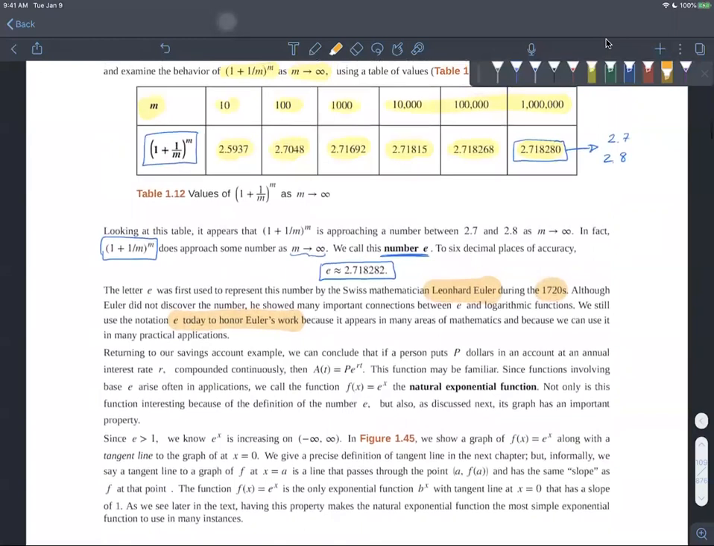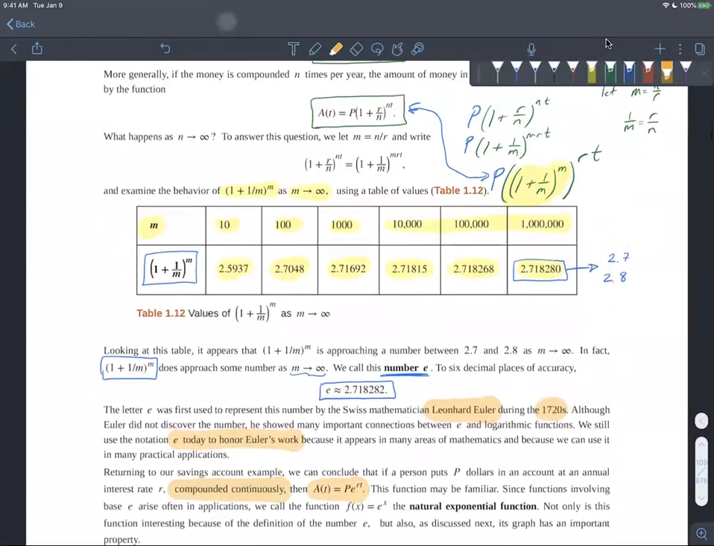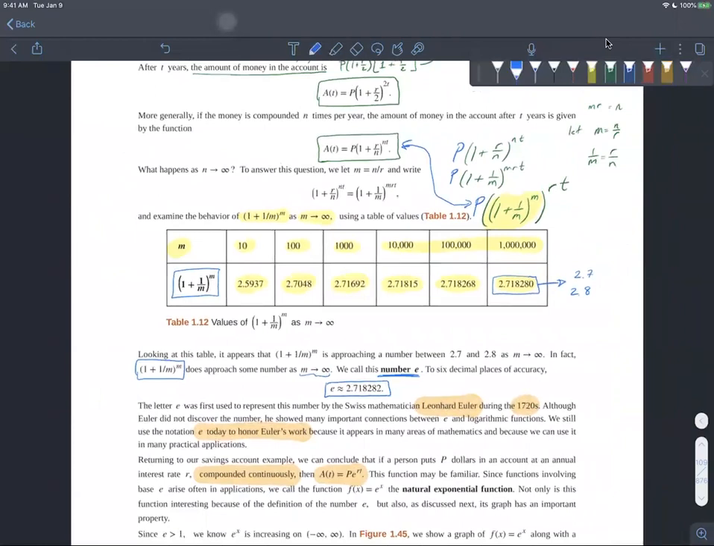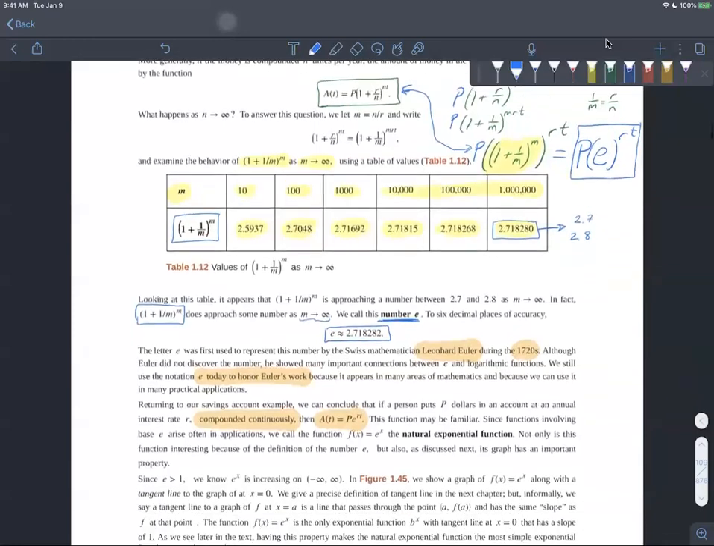Okay, so returning to our savings account example, we can conclude that if a person puts P dollars in an account at an annual interest rate r, compounded continuously, so if the number of compoundings n goes to infinity, then the function becomes A(t) = Pe^(rt). Remember earlier, this becomes P, and we said that the highlighted portion becomes closer and closer to e. So this is how we get our equation, P times e to the rt.